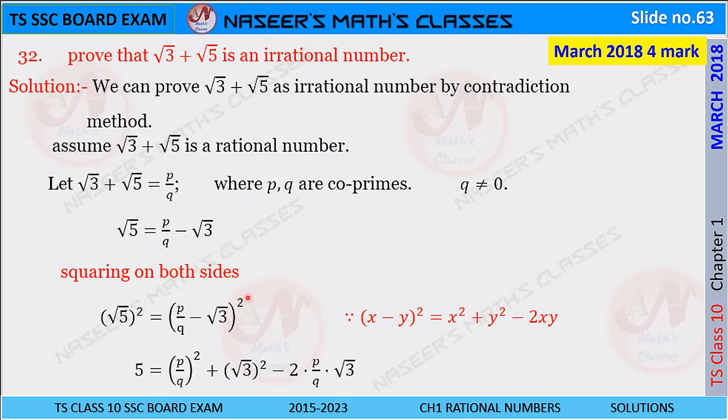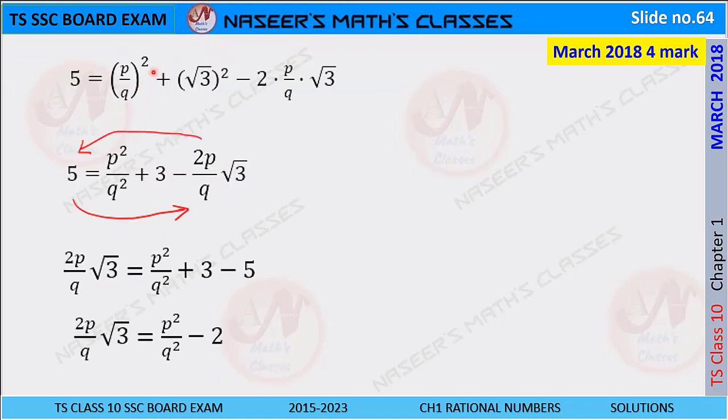Next we square on both sides. Then we can write (root 5) whole square is equal to (p by q minus root 3) whole square. On LHS root and square cancel, we get 5. And RHS is in the form of (x minus y) whole square is equal to x square plus y square minus 2xy. Then we can write it as (p by q) whole square plus (root 3) whole square minus 2 times of p by q times root 3. (p by q) whole square is written as p square by q square, and root and square cancel, we get 3.